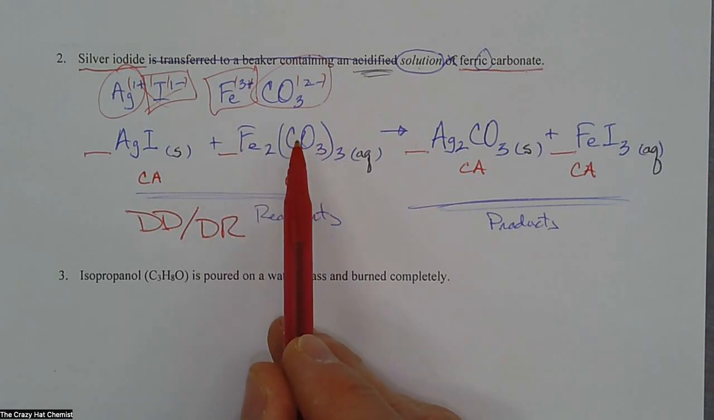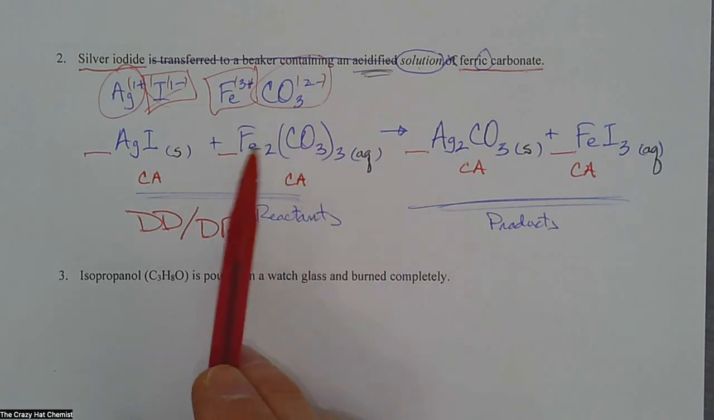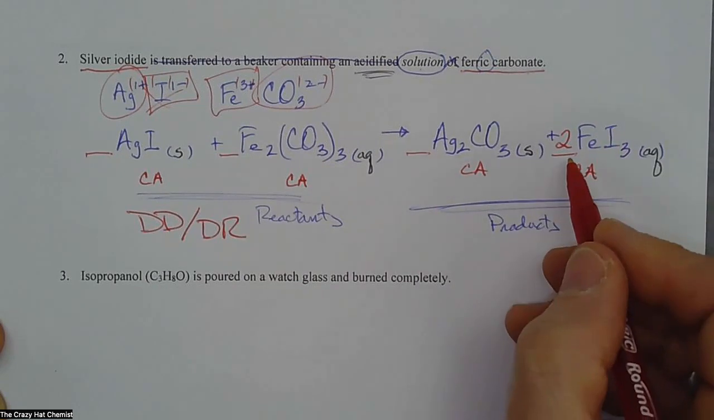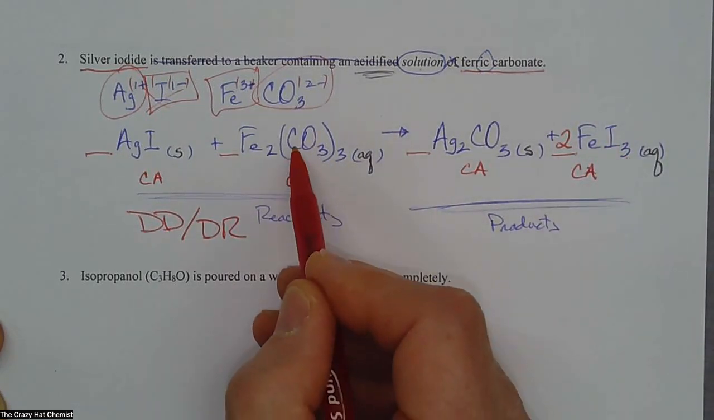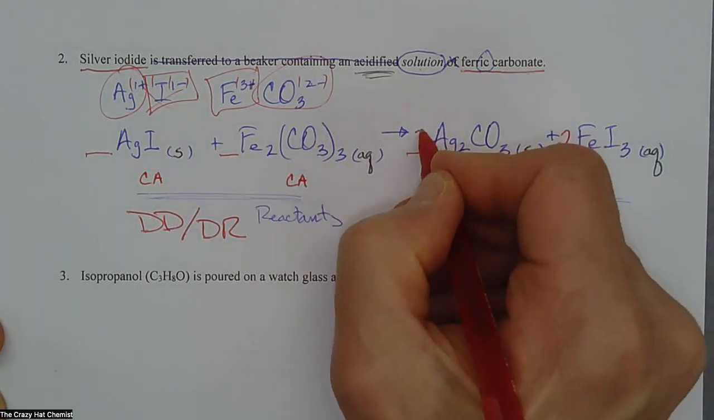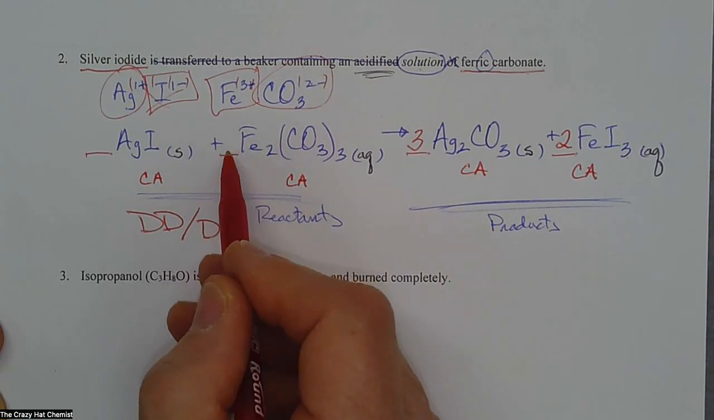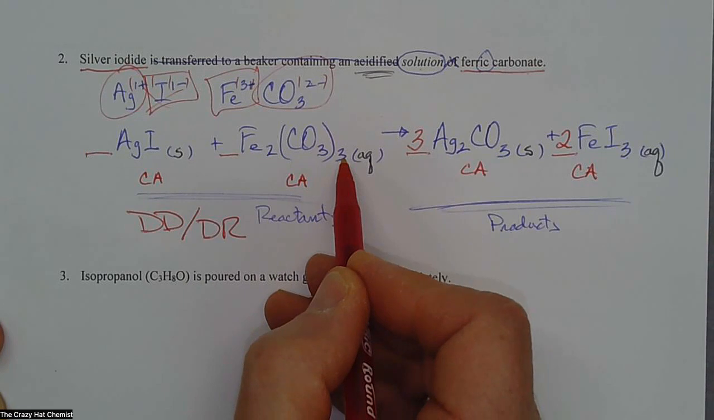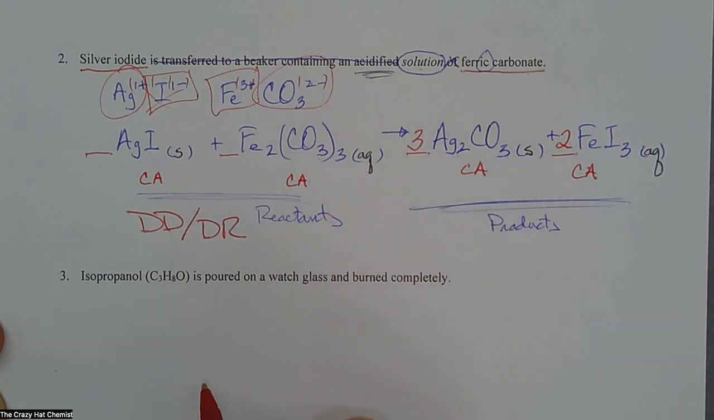So what we're going to do is take a look at all the components that we have here. We have 2 irons, so I'm going to place a 2 in front of the iron iodide over here. And then I have 3 carbons, and there's 1 carbon here, so I'm going to place a 3 right over there like that. That will give this a 1 coefficient here. And then we have 9, that's 3 times 3 oxygens, and 3 times 3 oxygens, that's 9 oxygens. So the oxygens are balanced.